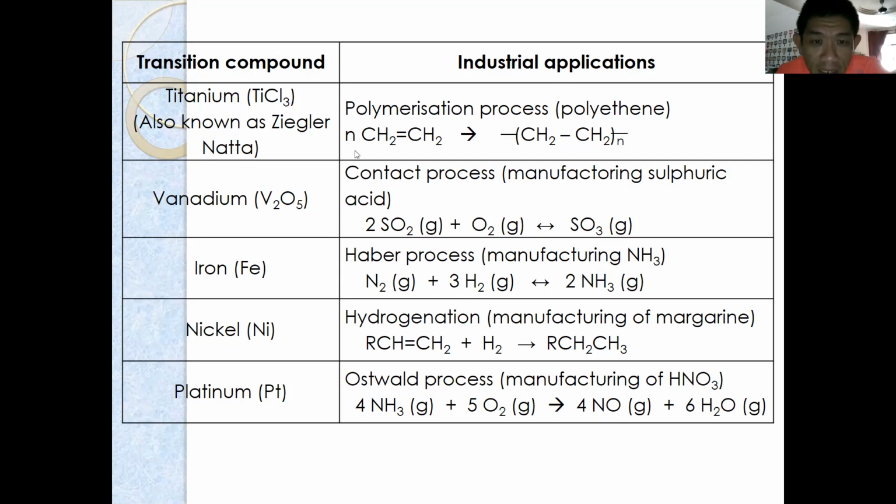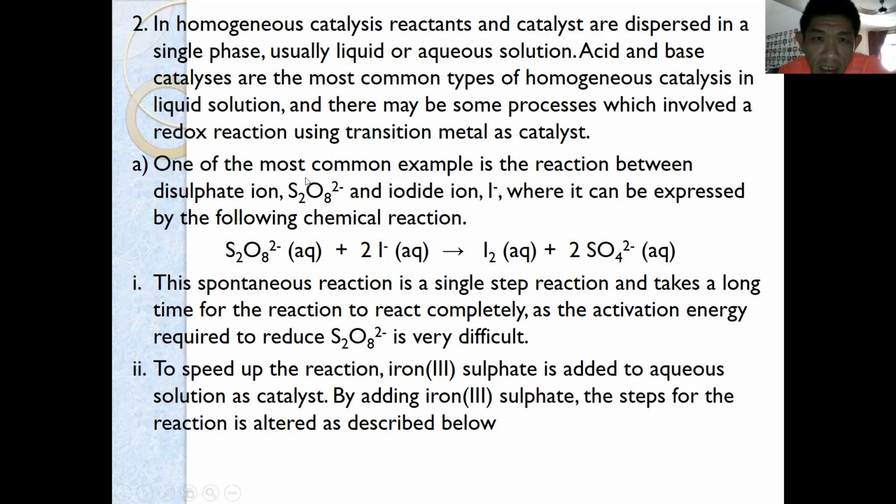Okay, so catalysts can be generally divided, as we already learned during our semester 1 last time, into two types. One is a homogeneous catalyst, another one is a heterogeneous catalyst. So what is the difference between a homogeneous catalyst and a heterogeneous catalyst? Let's have a look together. In a homogeneous catalyst, we say that the reactant and catalyst are dispersed in a single phase. That means they are in the same state of matter.